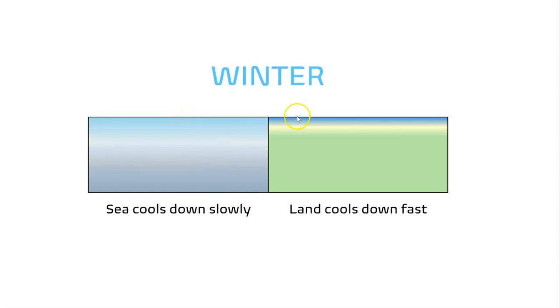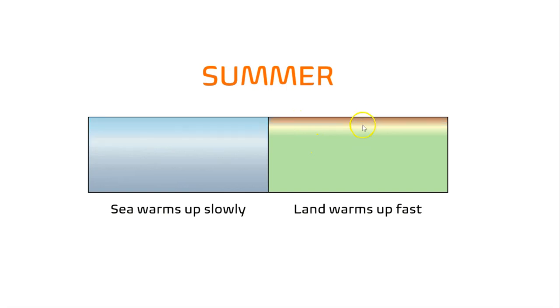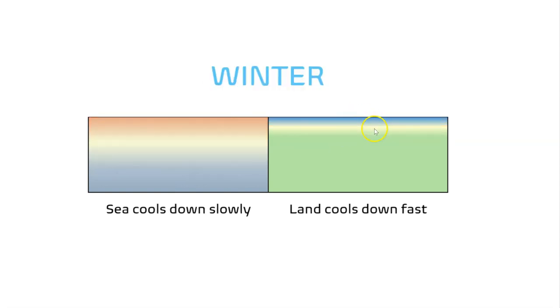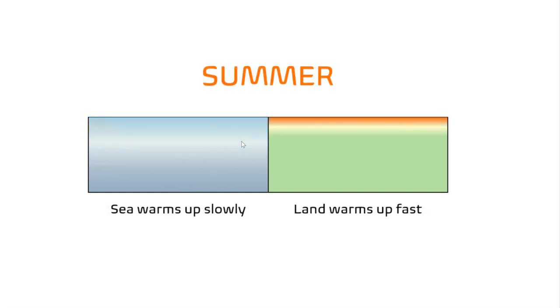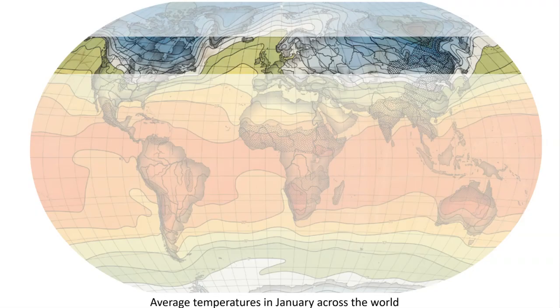Then we're into the summer again. The land, oh, it's going to heat up really, really quickly. The land does everything really, really fast. The sea just takes its time, nice and slowly, and so on and so forth. Next winter, oh, the land cools down really, really fast. The sea, just chill. Just take your time. So the land heats up and cools down quickly. The sea heats up and cools down slowly.